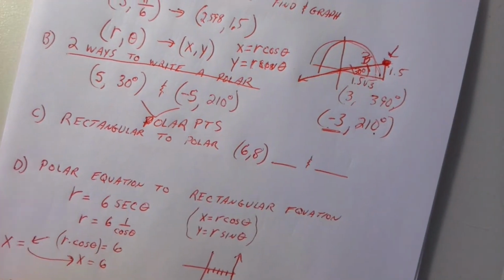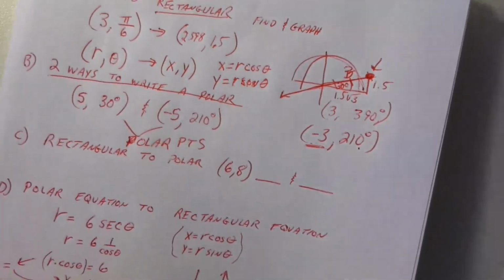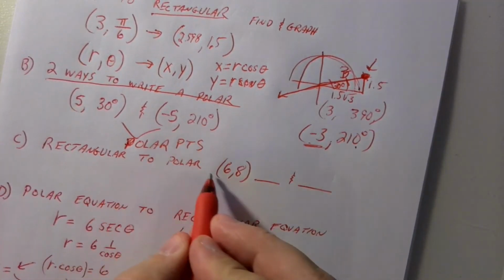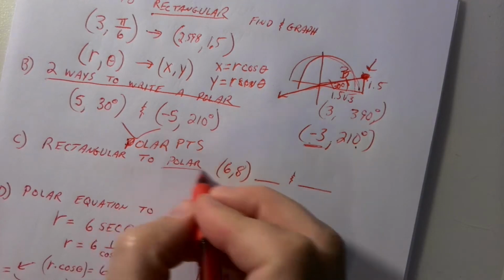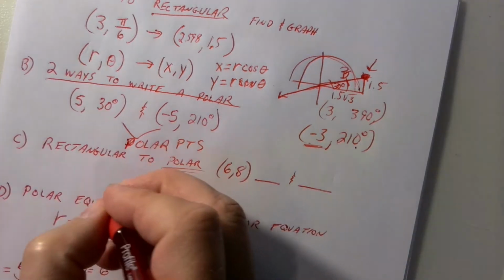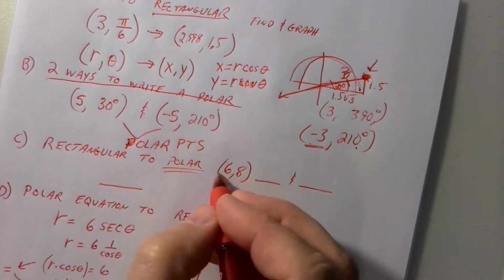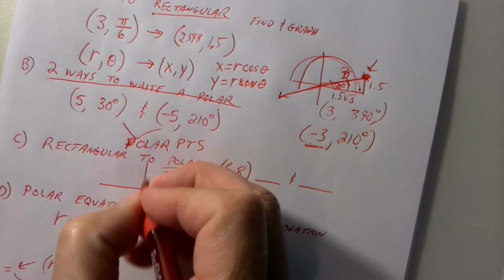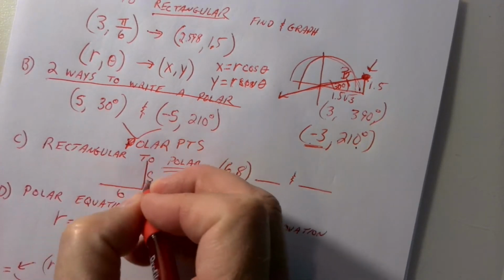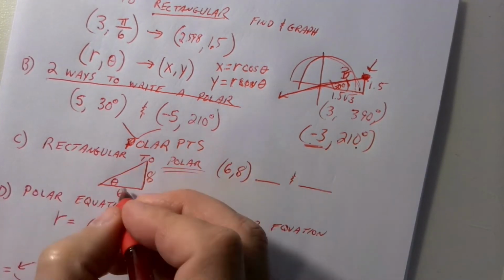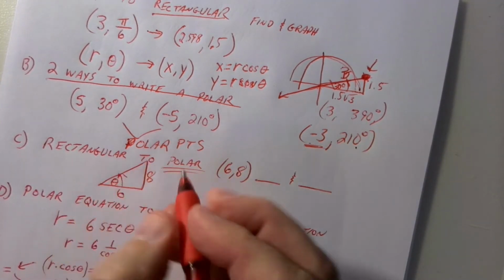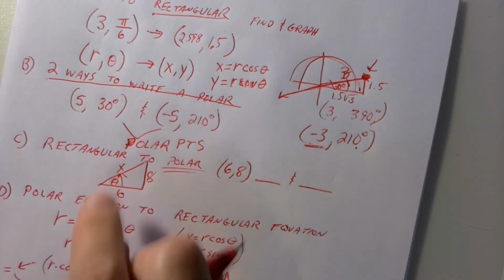Okay, so now let's see if we can go the other way around. Can we do a rectangular to a polar coordinate, and knowing that there's multiple polar coordinates? So let's see if I can do the little visual. So here's a 6, that's the x. Here's an 8, that's the y. So what am I looking for? I need the angle, what that is, and I need the length of that pole.